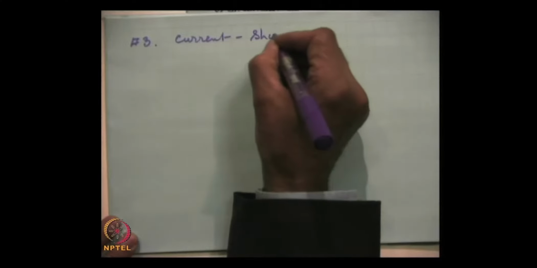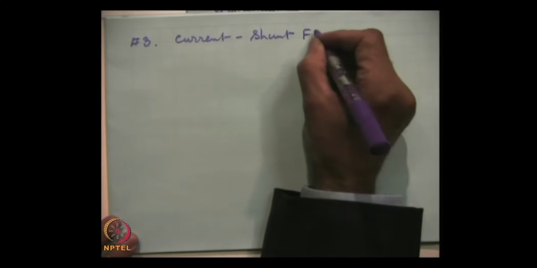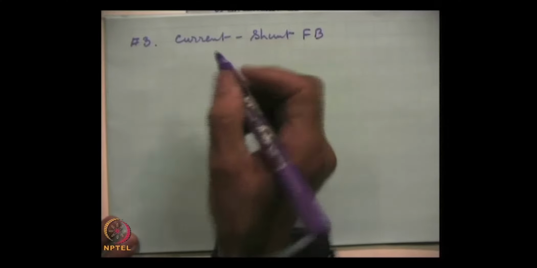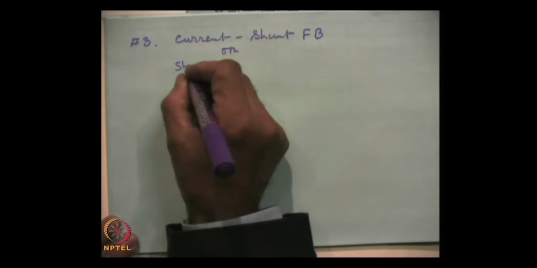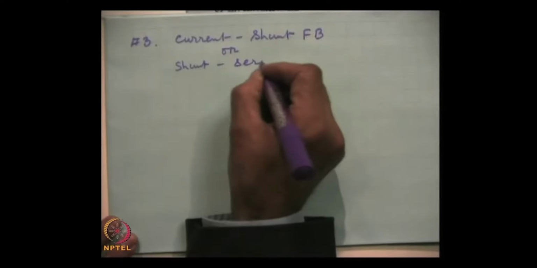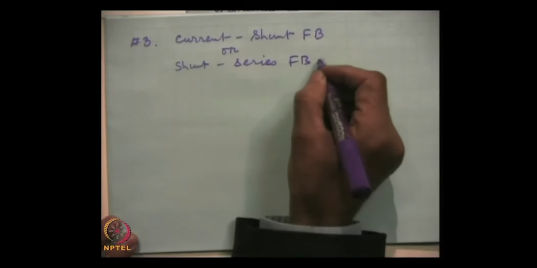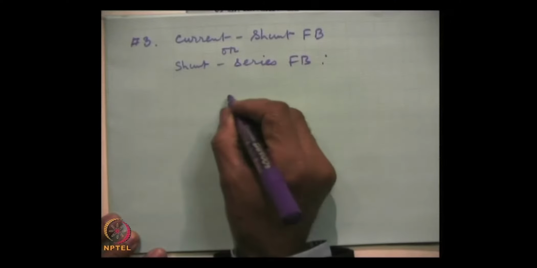Then the third type, this is current shunt feedback type. Third is current shunt feedback, or shunt series feedback. The circuit is this.